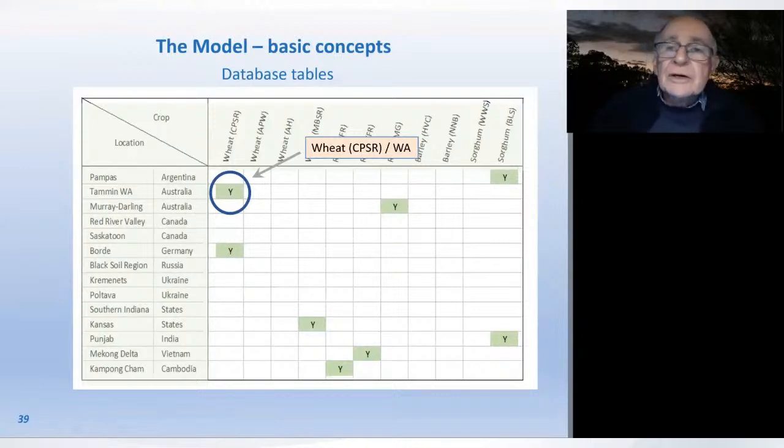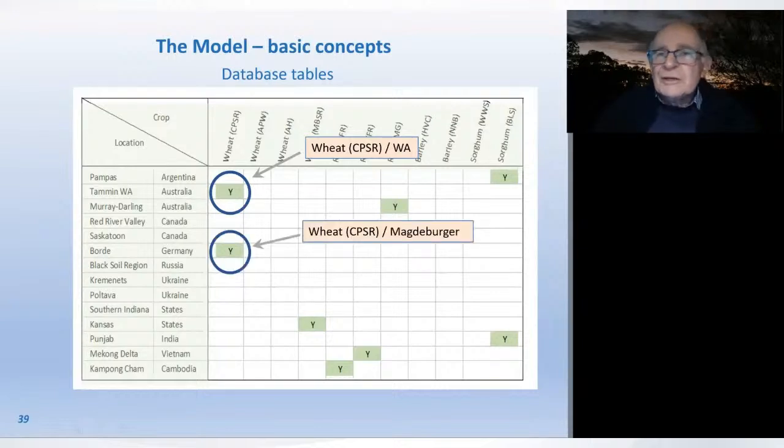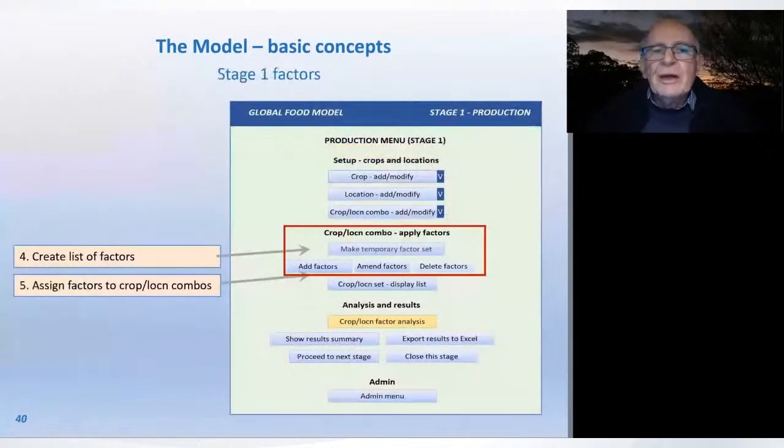And we're going to try growing it at Tamman, which is part of the Western Australian wheat belt. And we're going to do the same thing with that crop in Germany at the Magdeburger region. So, as you can see, we have several other combinations that we're also interested in. The next step is to build the set of factors that could influence yield production for those combinations.